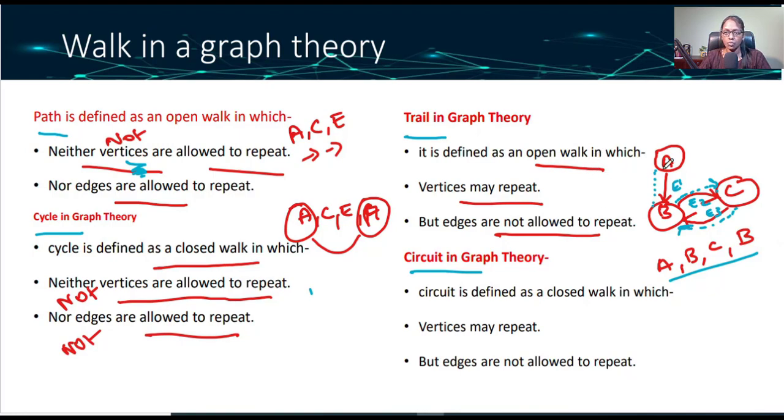It is defined as an open walk. This is also called a walk, but here the vertices may repeat. Here the vertex B is repeated, but edges are not allowed to repeat. That is called a trail.